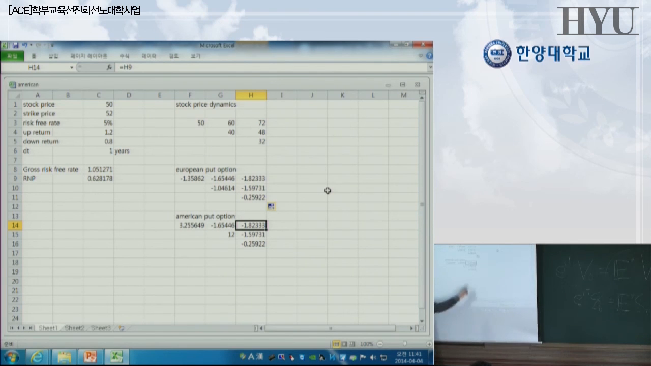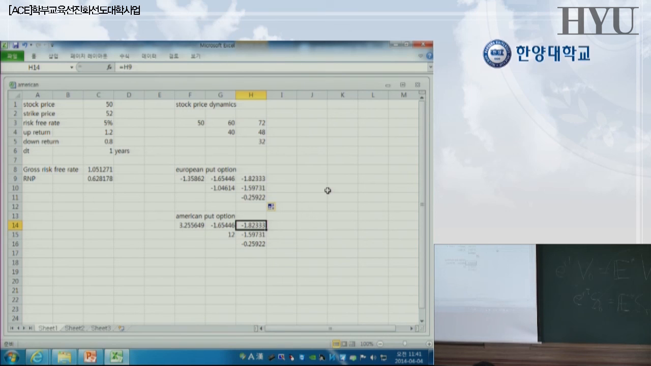Again, at the terminal period, the value is this one, but this one is $1.65. But when the stock price is 40, if you hold this one, the asset is this one, but now you have the option to sell at $52. So it is a combination of put option and weird derivative, right? Now you make $20, so the expected value is $3.25.